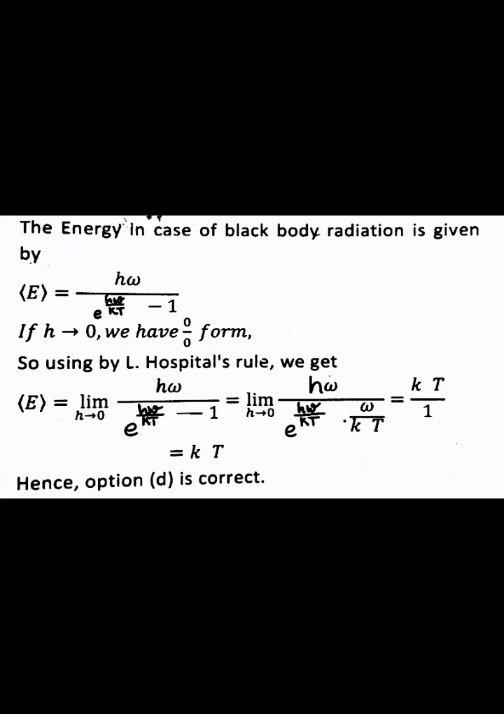That is, E = limit h tends to 0 of hω / (e^(hω/kT) − 1), and this is equal to limit h tends to 0 of hω / (e^(hω/kT) · ω/kT). So this is equal to kT divided by 1, and this is equal to kT. So the answer is option D.